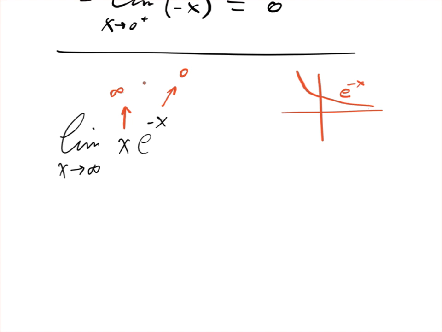So this is infinity times 0 type indeterminate form, and you need to rewrite it as 0 over 0 or infinity over infinity, so we can use L'Hopital's rule. L'Hopital's rule can only be applied to 0 over 0 and infinity over infinity directly, but other types of indeterminate forms can be reduced to those two simple types.